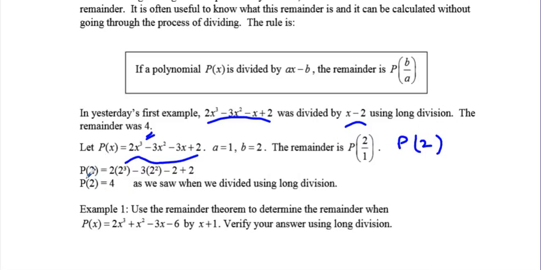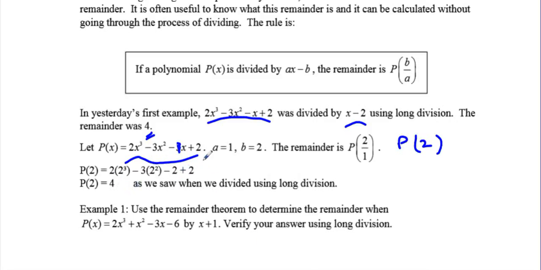Okay, well, let's figure out what p of 2 is. That p of 2 really means wherever there's an x in p of x, replace it with 2. So 2 times 2 cubed. That cubed, if you're wondering, can go on the outside here or on the inside. It matters not. Minus 3, same here, times 2 squared. Minus 2, I've got a typo in there, plus 2. So this example yesterday was actually just minus x. So that's why we have a minus 2 plus 2.